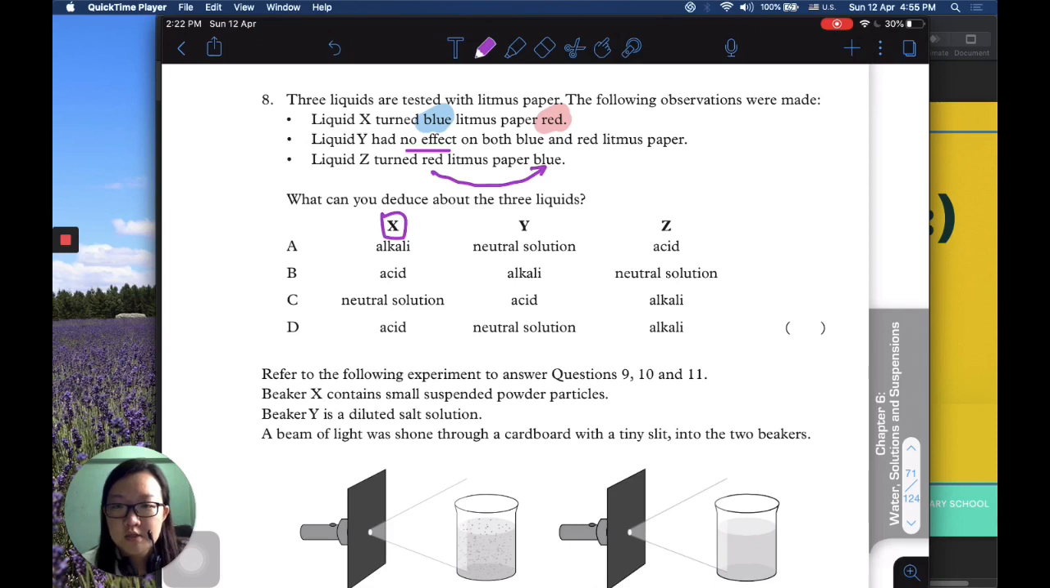So looking at liquid X, from what it tells us, we can deduce that X is an acid because it turns blue litmus paper red. Liquid Y, on the other hand, has to be a neutral solution of pH 7 because it has no effect on both indicators. And then finally, liquid Z, because it turned red litmus paper blue, it has to be an alkali. Therefore, answer is D.